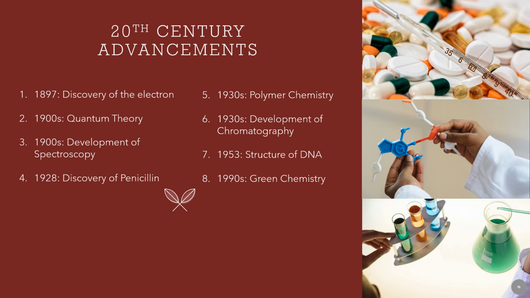In 1928, the discovery of penicillin. Then we had polymer chemistry, that's plastics and rubbers and things like that. And then in the 1930s we also had the development of chromatography, another way of separating chemical compounds and mixtures based on their properties. In the 50s, we found the structure of DNA, the building blocks of life. And then in the 90s, we had a big push towards green chemistry and environmental chemistry.